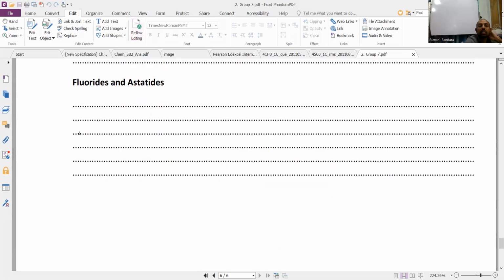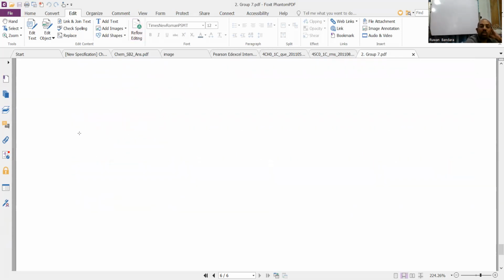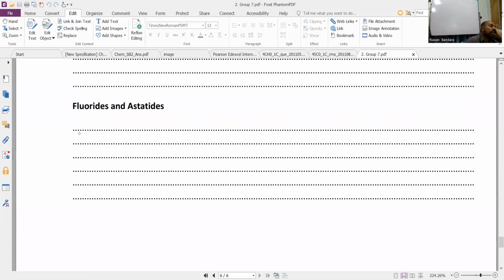Fluorides and astatides, you have to predict the properties. Again, you don't have to learn anything about fluoride and astatide. Hydrogen fluoride and hydrogen astatide are colorless gases, which dissolve in water to form acidic solutions, and are less reactive.